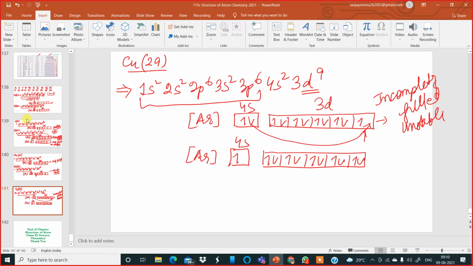Now the 3d subshell of the copper atom has become half filled. It has become not half filled, but completely filled. Now completely filled orbitals are stable.